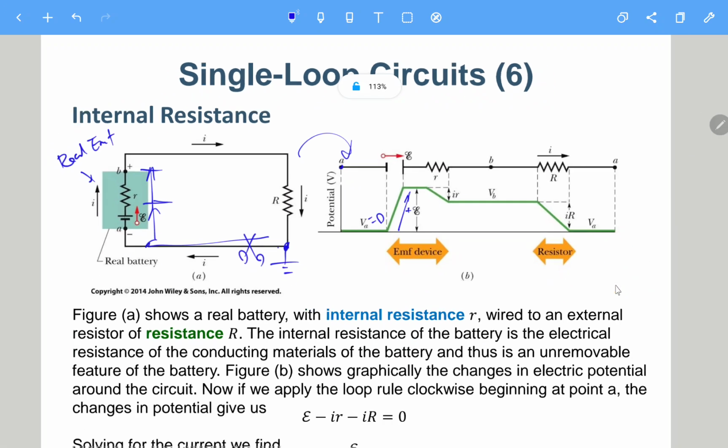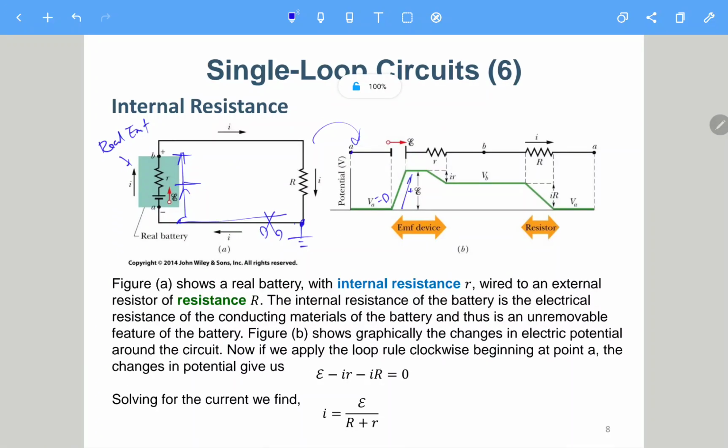So the potential should be the same, which means that we should have 0. The original point is 0, plus E, minus Ir, minus IR, equals 0, going back to the original point. The ideal EMF, then small resistance, big resistance, going back to the original point. So we can just move this part to the right side, and then finally we get I equals E over r plus capital R. So nothing special.